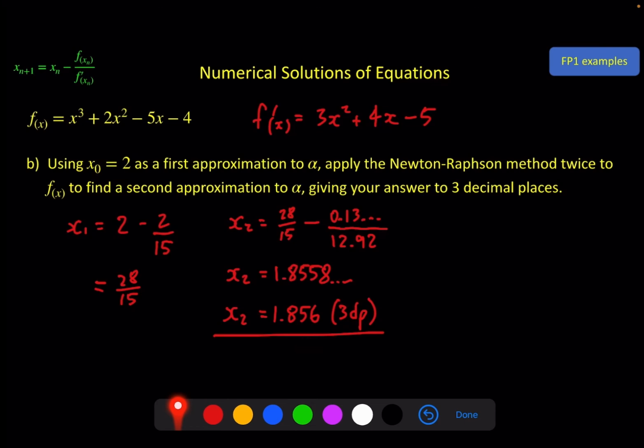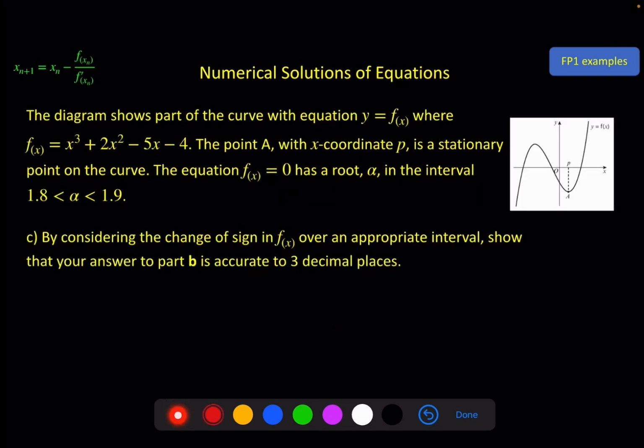To do that, we should use the boundaries of this, 1.8555 and 1.8565. And if that shows us a change in sign, then this is correct to 3 decimal places. So that's what we're going to do. We're going to consider 1.8555, the function evaluated at this point, and 1.8565. And if we can guarantee it's between these 2 points, then we've guaranteed that 1.856 is accurate for the root to 3 decimal places.